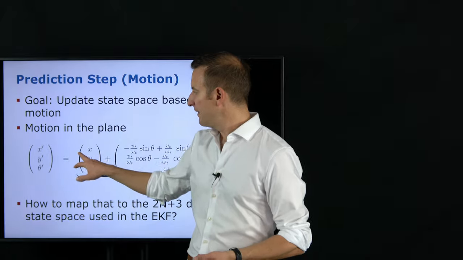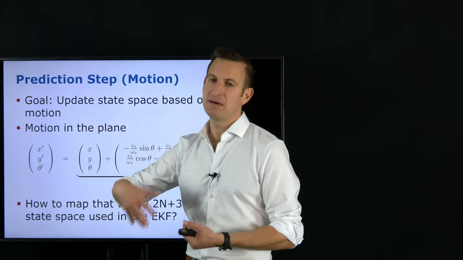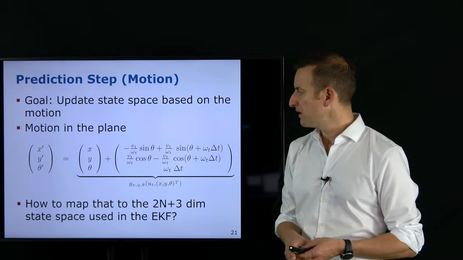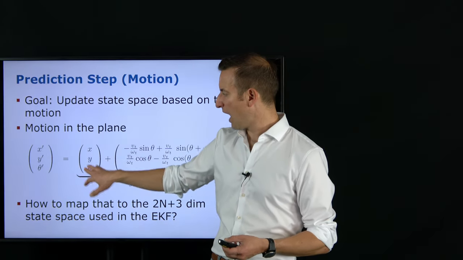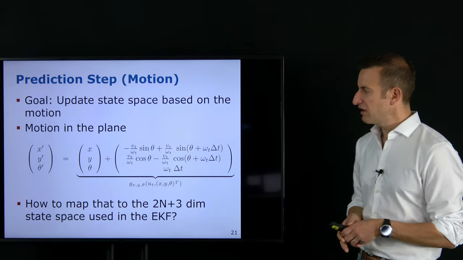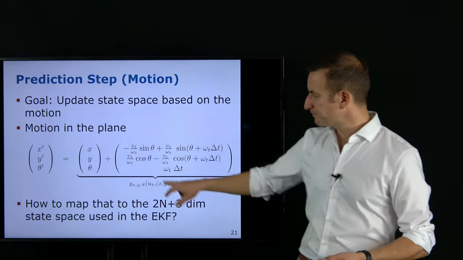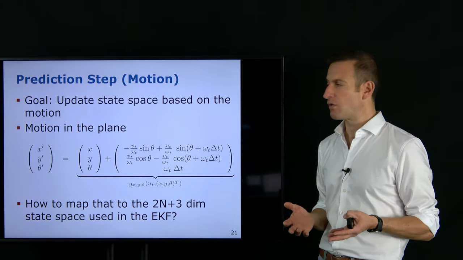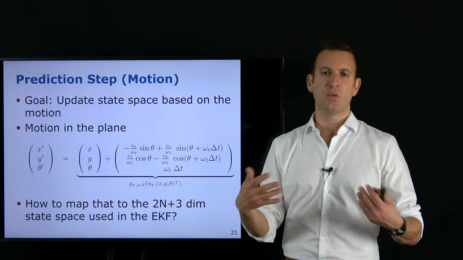I can say, okay, I'm right now at x, y, theta, and x prime, y prime, theta prime should be my new pose after I executed my motion command. This is an additive term: I start where I am right now and then make an update to that. The update just comes from a rotation velocity and a translation velocity. These are the standard motion update equations for a differential drive robot, which tell you, if you set a translation velocity and a rotation velocity, where you will end up.